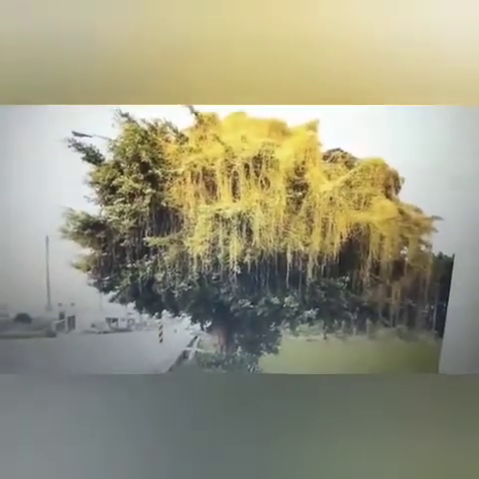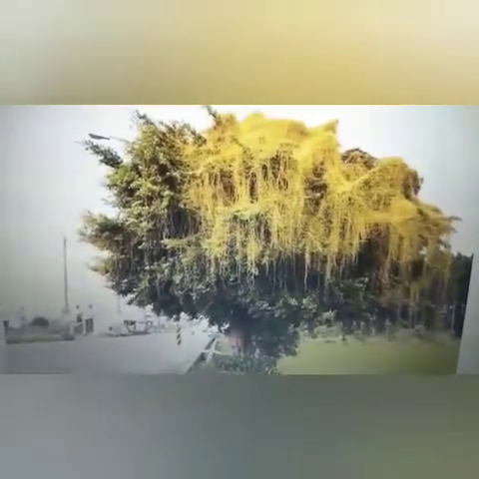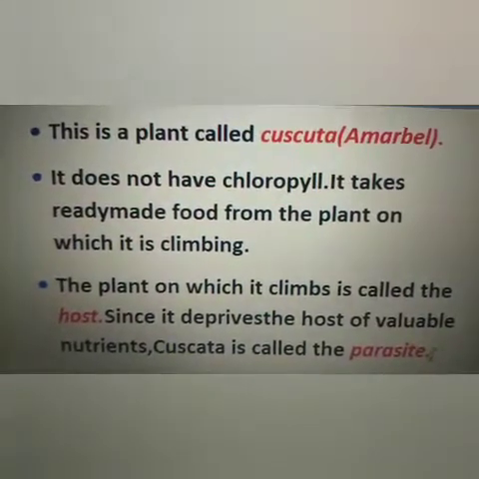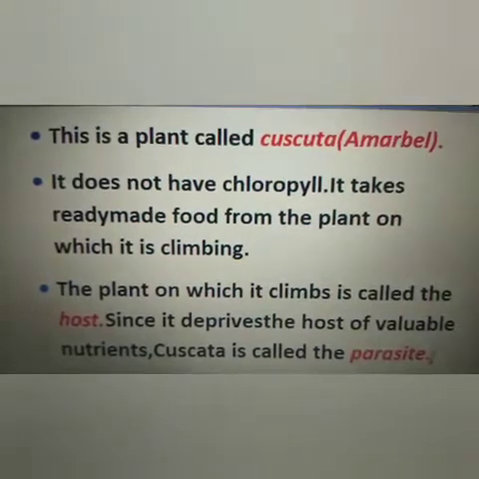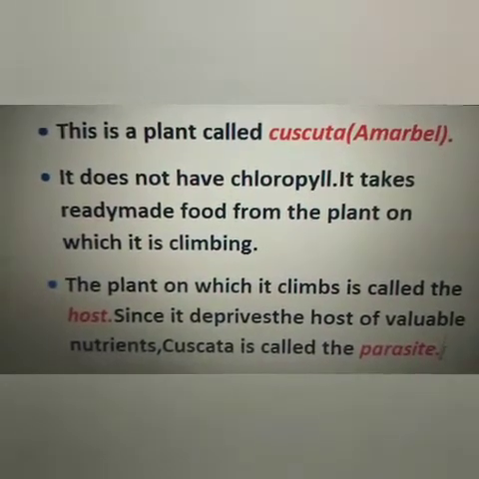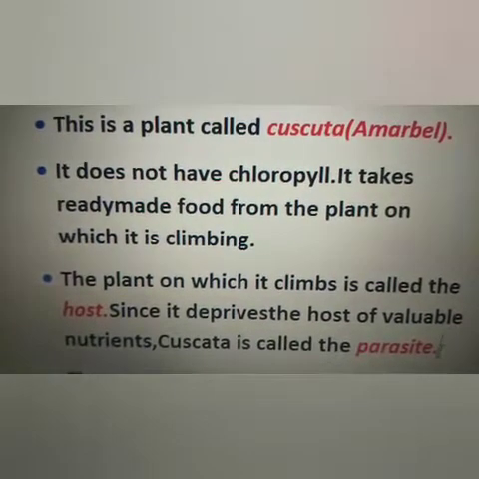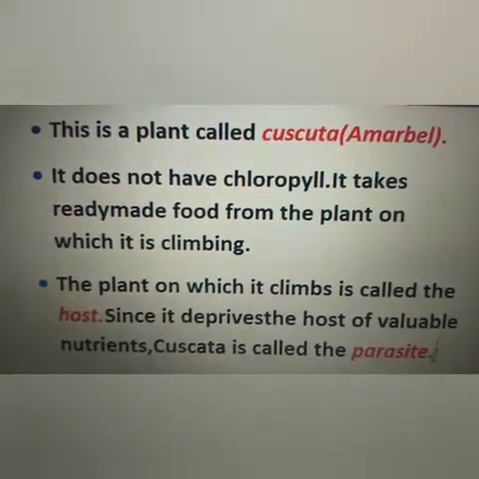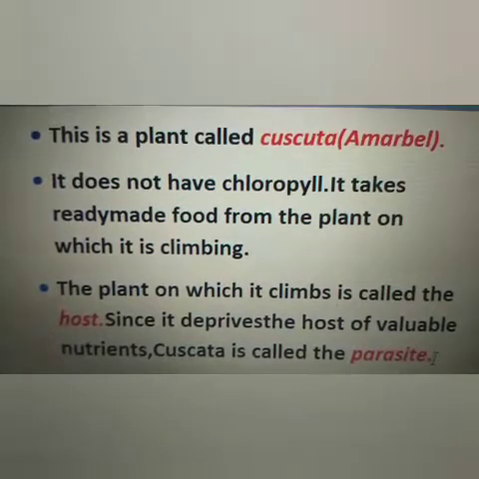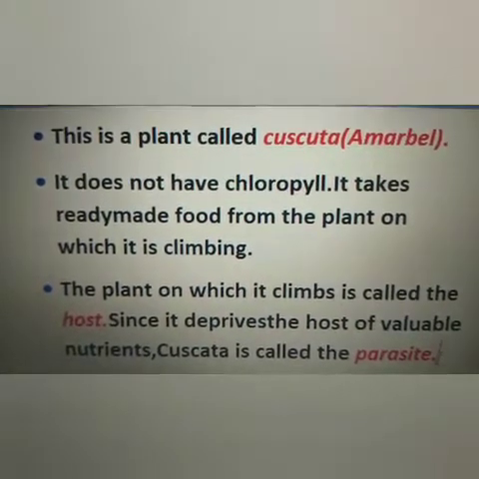Observe this figure. Do you see a yellow, very branched structure twining around the stem and branches of a tree? This is a plant called Cuscuta or amarbel. It does not have any chlorophyll, so it takes ready-made food from the plant on which it is climbing, and the plant on which it climbs is called the host. Since it deprives the host of valuable nutrients, Cuscuta is also called a parasite.